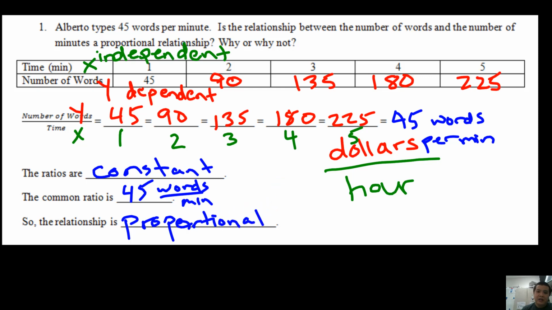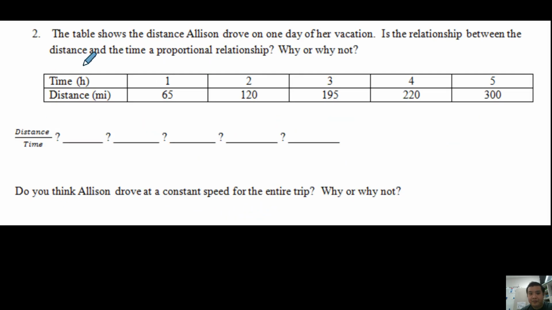Okay. Let's take a look at another one. Here we're asked to determine if it is proportional. So distance depends on time. Since it depends on it, this is the y, and this is our x. Distance is on the top, x is on the bottom.